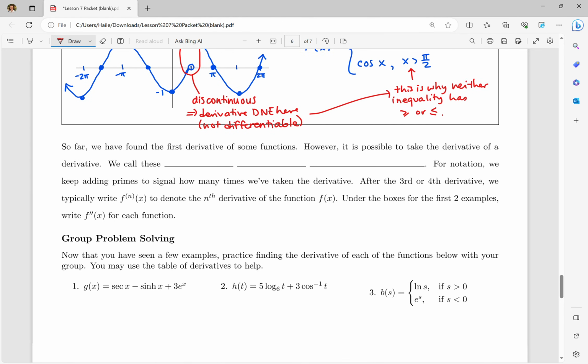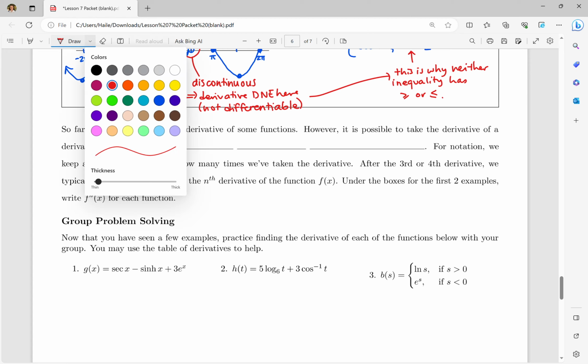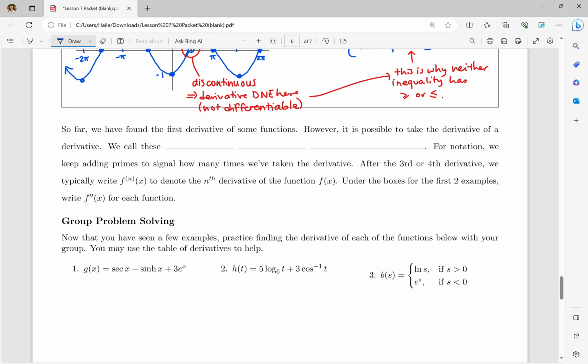Okay, so far we found the first derivative of some functions. However, it's actually possible to take the derivative of a derivative. So we call these higher order derivatives. So it's possible to have a second, third, fourth, fifth. Some functions it's possible to differentiate infinitely. Some functions it's not. So we call these higher order derivatives.